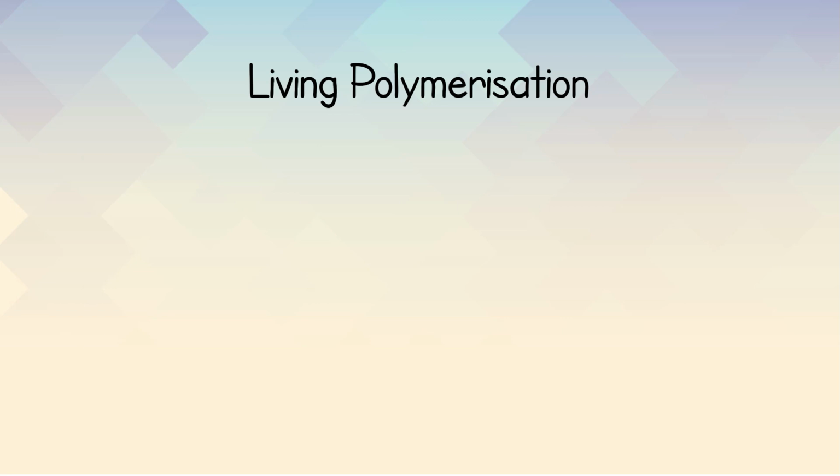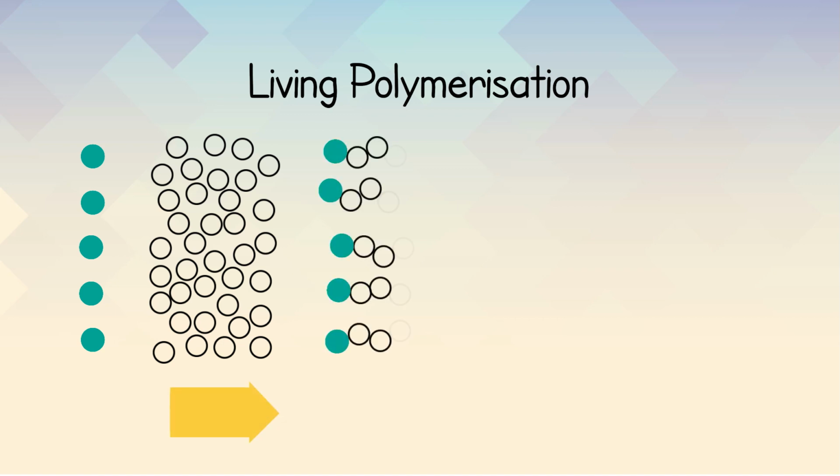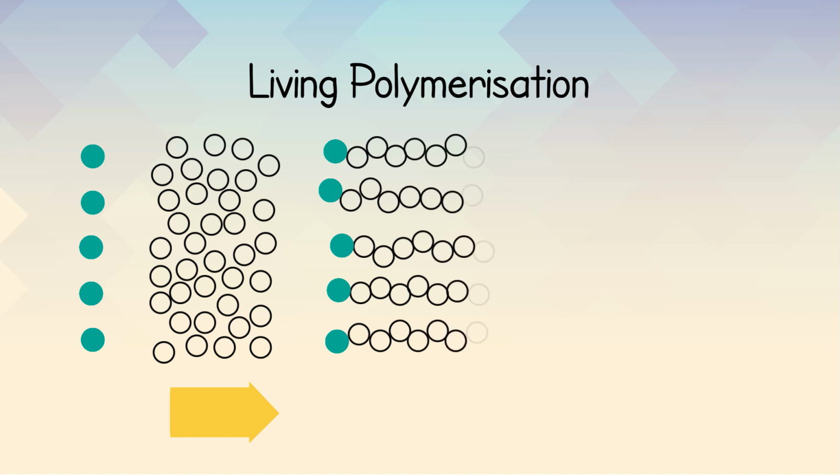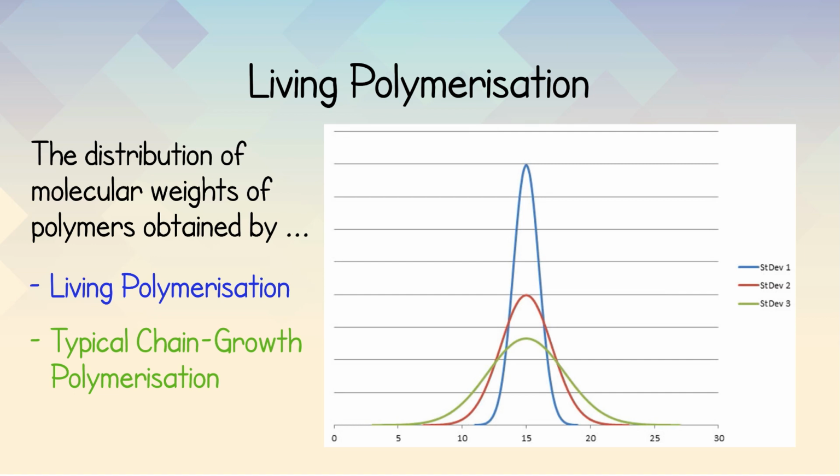In living polymerization, if the initiation reaction is significantly faster than the propagation reaction, then all of the initiators present react with the monomer to form the start of a polymer chain. These polymer chains then propagate uniformly at the same average rate until all of the monomer has been used up. Hence, the polymers obtained have extremely precise molecular weights, as well as very narrow molecular weight distributions, as shown on the graph by the blue line.